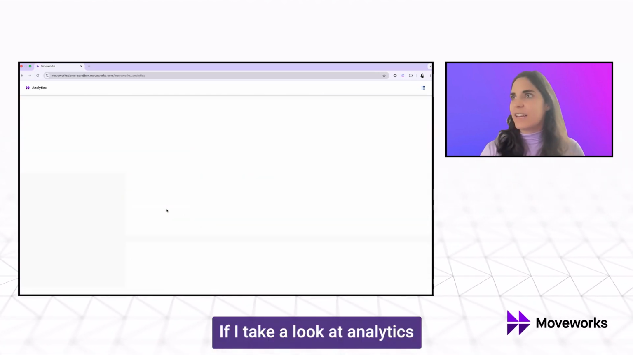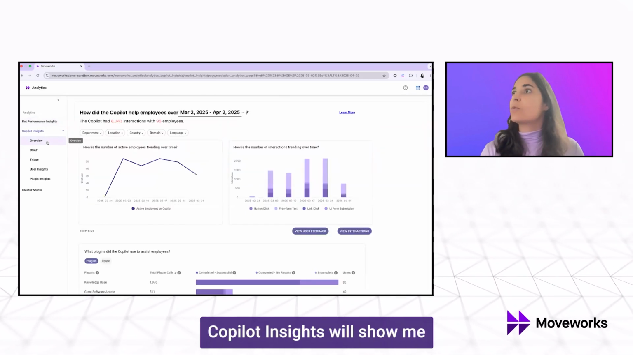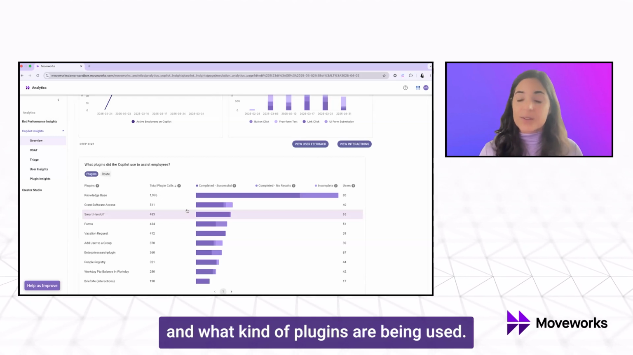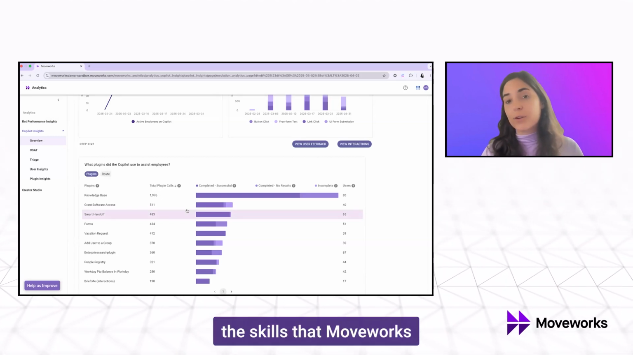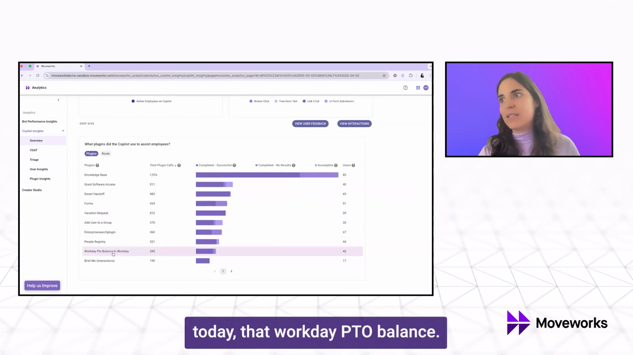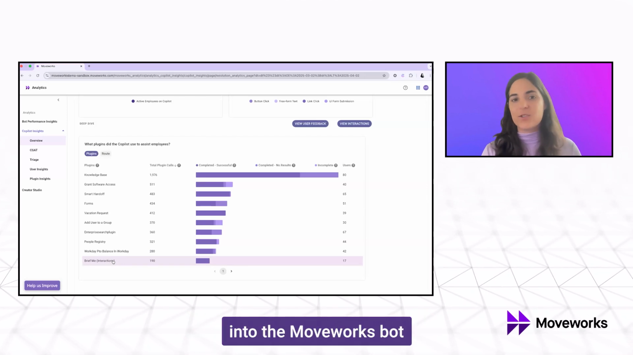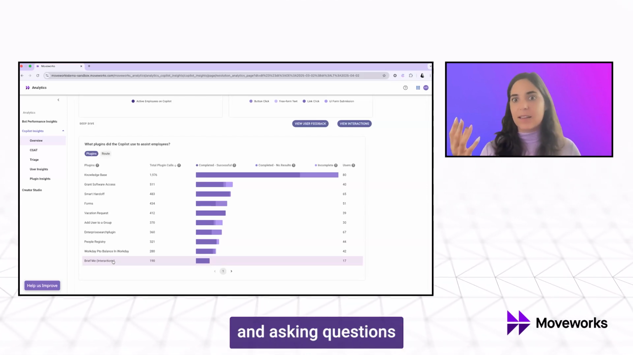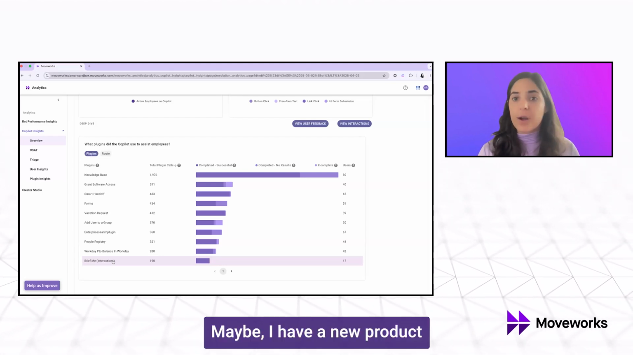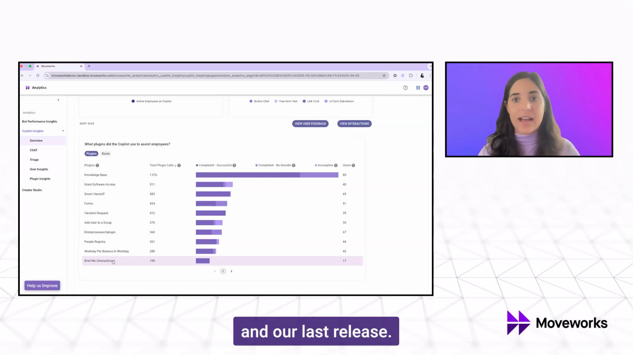If I take a look at analytics, we have what we call our Copilot Insights. Copilot Insights will show me what are the questions being asked and what kind of plugins are being used. Plugins are essentially the skills that Moveworks uses to help an end user. That might be what we saw today, that Workday PTO balance. It might be Brief Me, which is uploading a document into the Moveworks bot and asking questions about that particular document. Maybe I have a new product and I want to go ahead and see what are the updates in between this product and our last release.